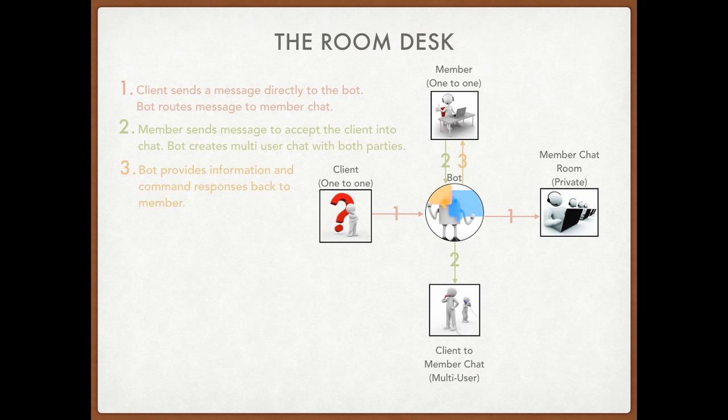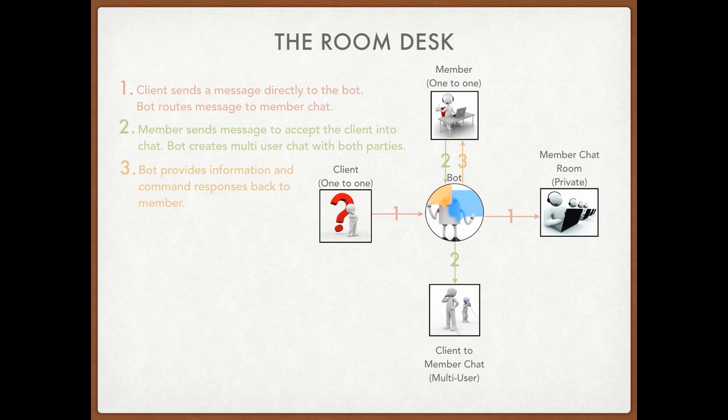So here I have a diagram of the room desk. So first off, a client sends a message to the bot asking for help in a one-to-one chat. All a one-to-one chat really means is the client is talking directly to the bot on Symphony. So the only users in the chat that the client sends the message in are the client and the bot. The bot will take that message and route it into the member chat room.